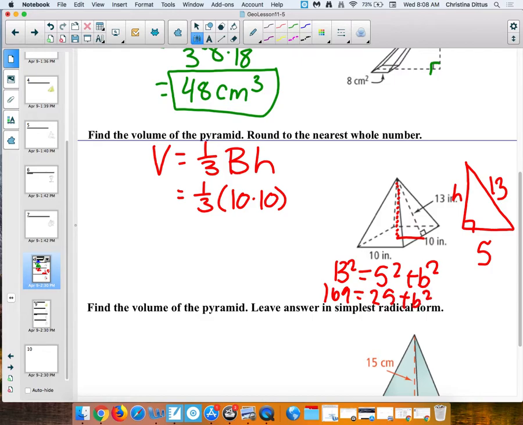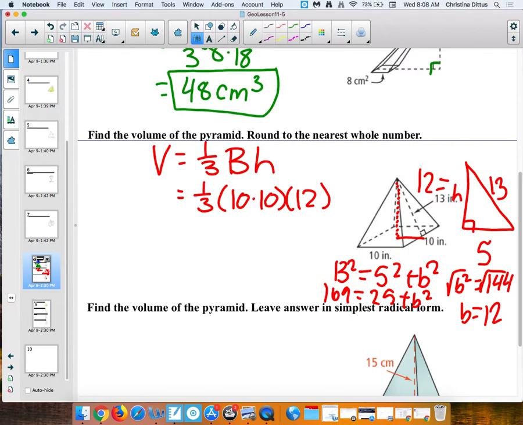How am I going to get b squared by itself? Subtract, we get 144. And then square root and b is 12. This is another one of those that we see. We see 3, 4, 5 a lot. We also see 5, 12, 13 a lot. So my height is 12. That's what I'm going to use for the height of my pyramid.